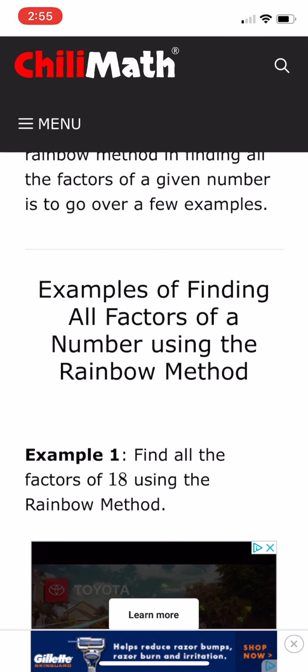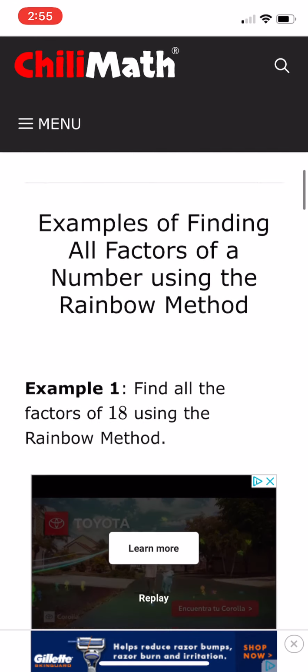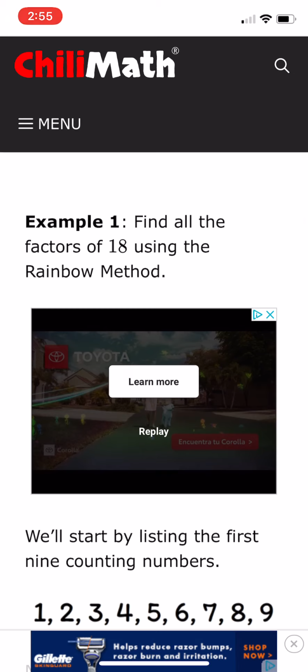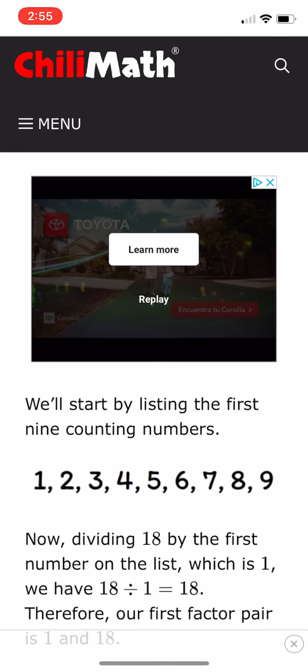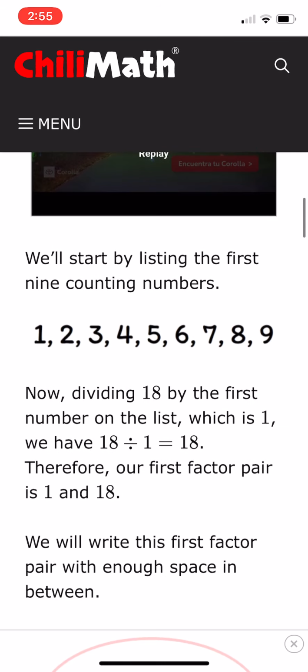Example 1. Find all the factors of 18 using the rainbow method. We will start by listing the first 9 count numbers: 1, 2, 3, 4, 5, 6, 7, 8, 9. Now dividing 18 by the first number on the list, which is 1, we have 18 divided by 1 equals 18. Therefore, your first factor pair is 1 and 18. We will write this first factor pair with enough space in between.